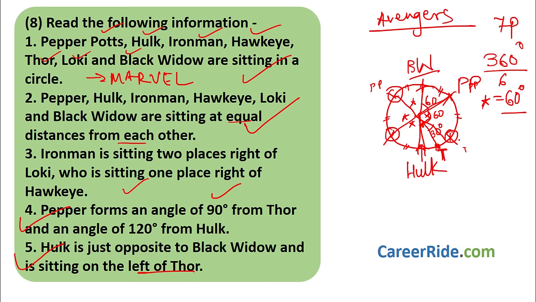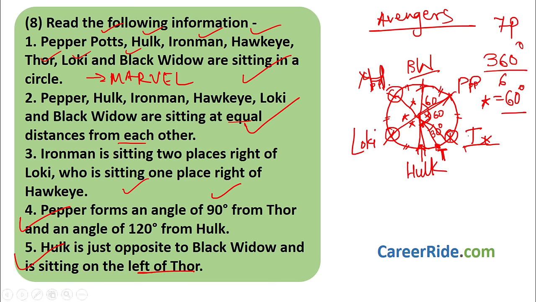Okay. So say if Loki is over here. Right of Loki is 1 and 2. So Black Widow is sitting, so Iron Man cannot come over here. Loki cannot be over here. Say Loki is over here. Two positions towards right, this and this. Okay. Hulk is sitting, so Loki cannot be over here. Loki is over here. Two positions to the right of Loki is 1 and 2. Iron Man is over here. Who remains? Hawkeye. Okay. Hawkeye remains.